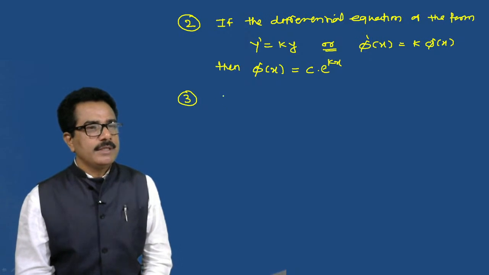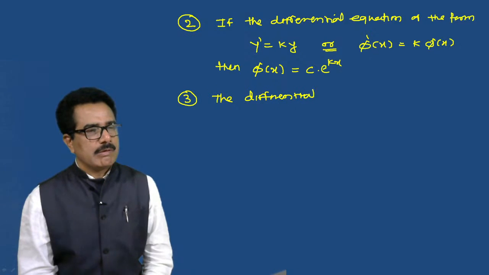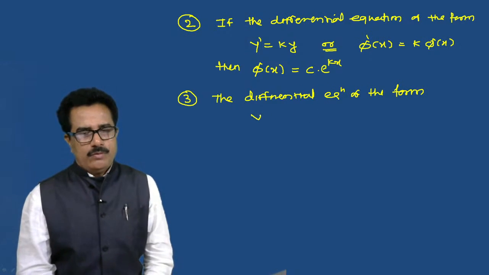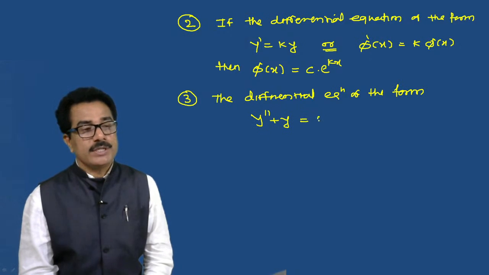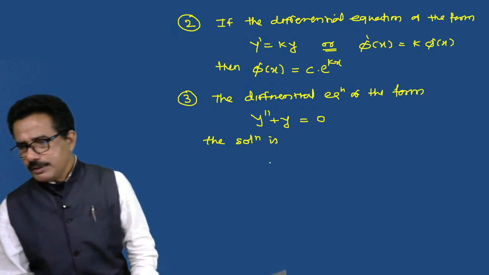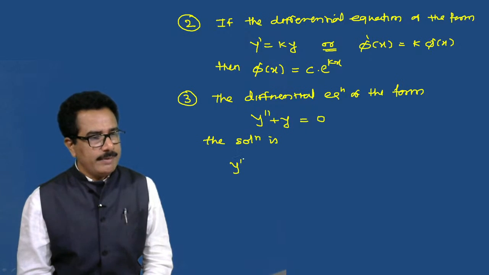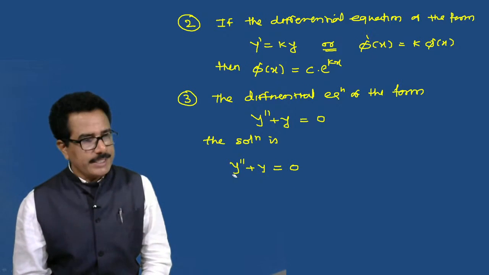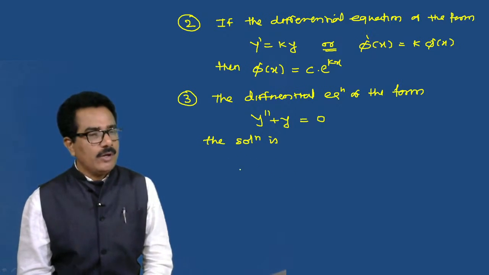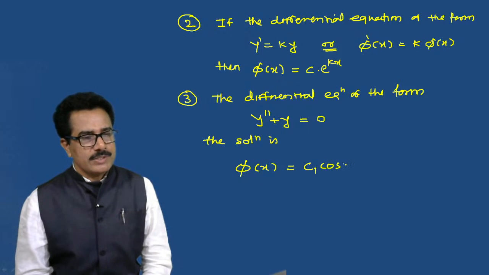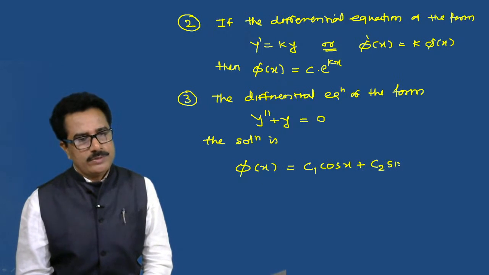The solution of the differential equation of the form y double dash plus y which is equal to 0, then the solution is y, or we can write this as phi of x is equal to c1 cos x plus c2 sin x.